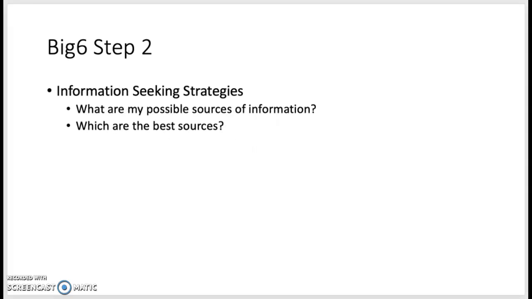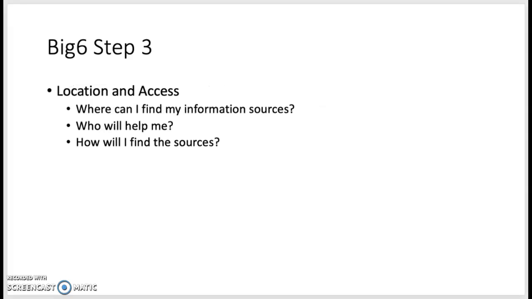Big 6 step 2, information seeking strategies. So what are my possible sources of information, and which are the best sources? So would you use a blog, a database, an encyclopedia, or some other book in the library? What are my sources, and which are the best ones to use?